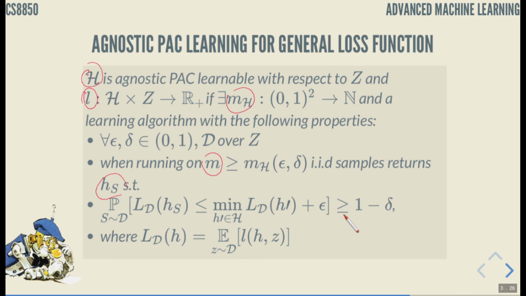and this happens with probability greater than 1 minus delta, and again delta is the probability, as before, of getting an unlucky, unrepresentative sample that we cannot learn from. And our overall true loss is now defined as the expected generalized loss. So that's it for agnostic PAC learning. That's good.